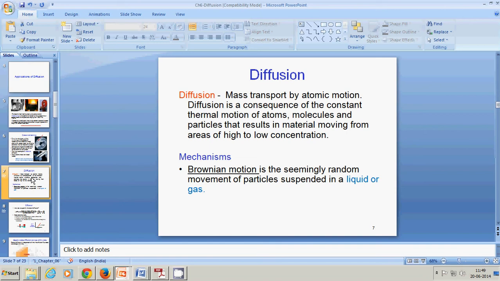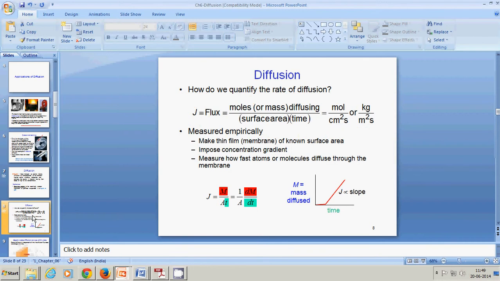Basically, diffusion is a consequence of the thermal motion of atoms, molecules and particles that results in material moving from high concentration zone to low concentration zone, and the basic mechanism is seemingly the Brownian motion, which is the random movement of particles suspended in liquid or gas.